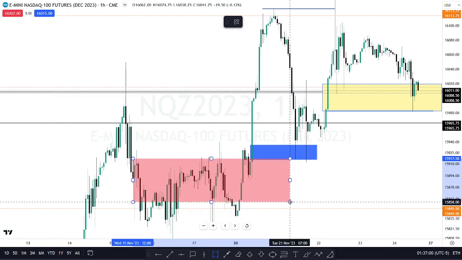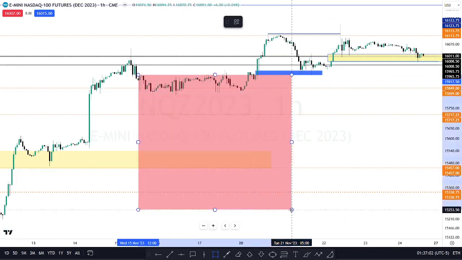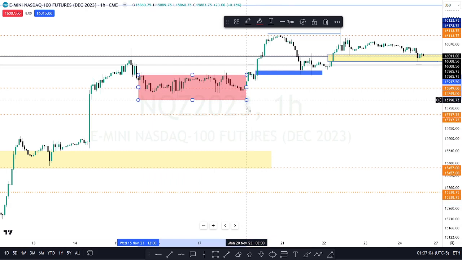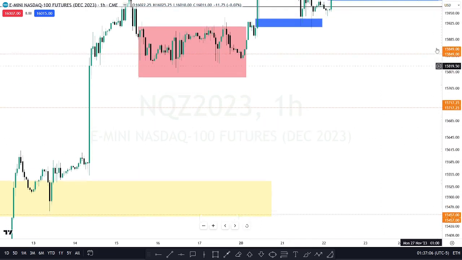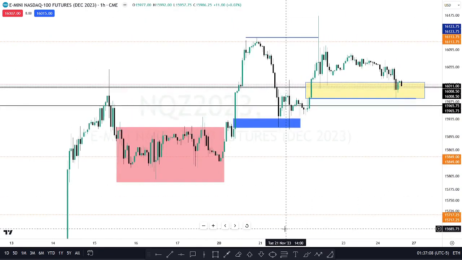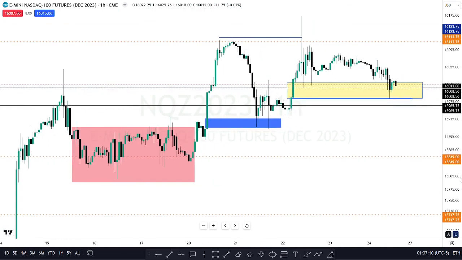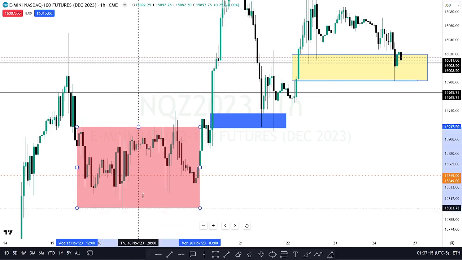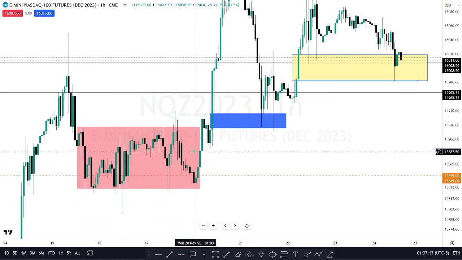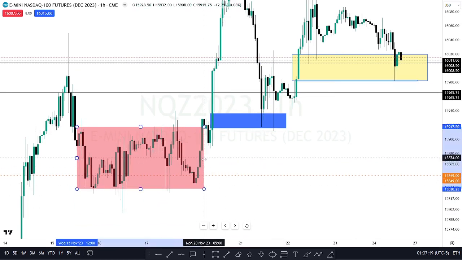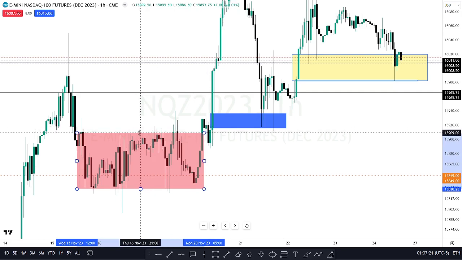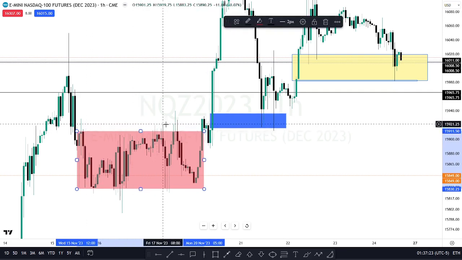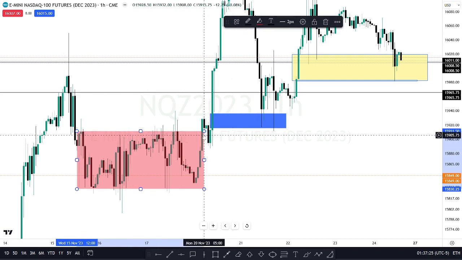Remember, we're dealing with the market maker model only, guys. Sorry for that, guys. We have this consolidation right here. These highs, see the candle close. We have the run above the original consolidation.